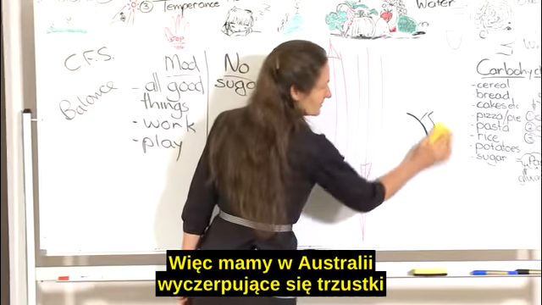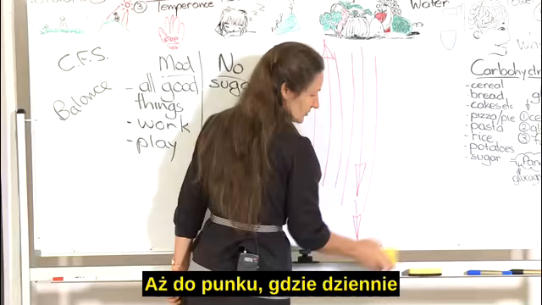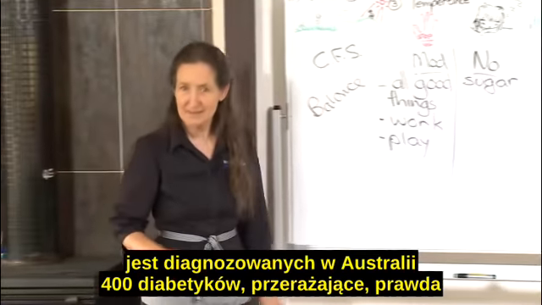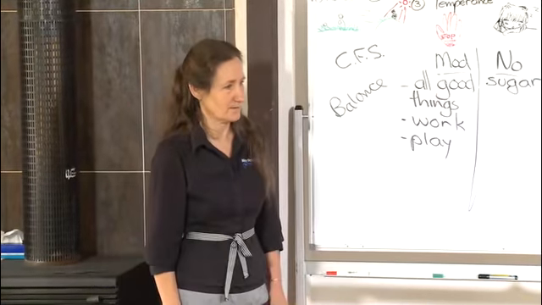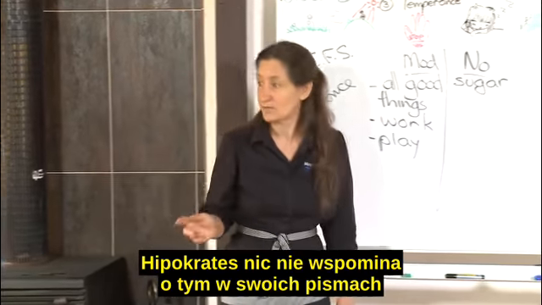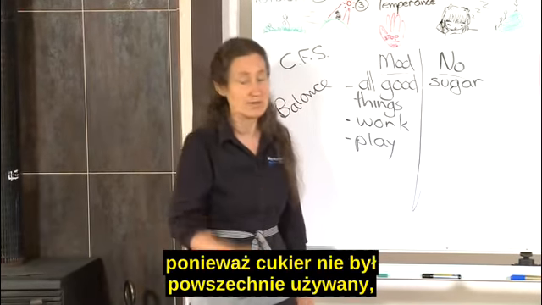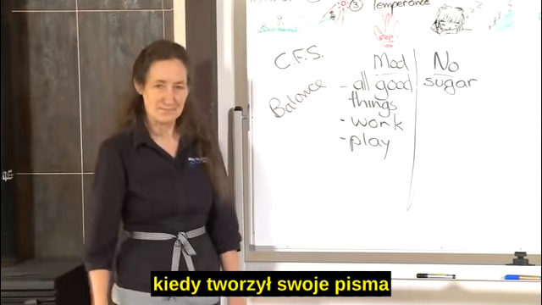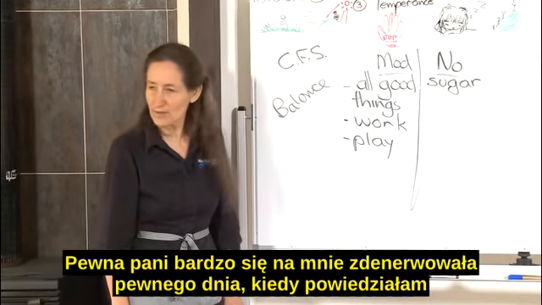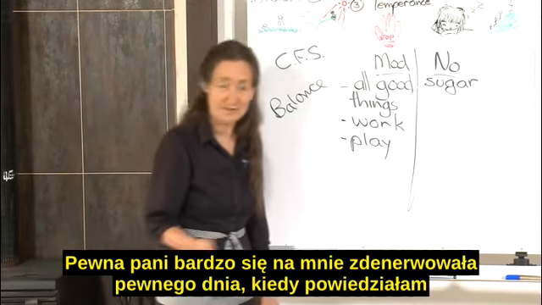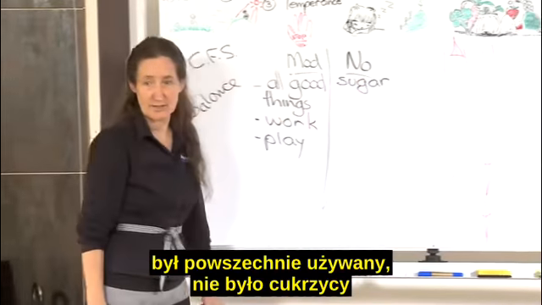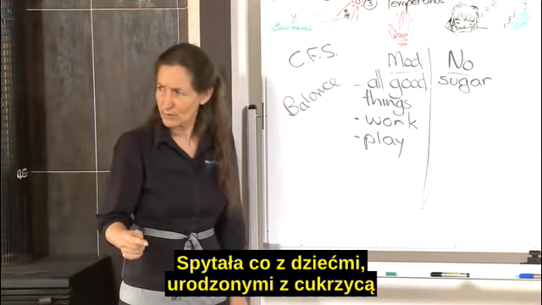So we've got pancreases wearing out in Australia to the point of 400 diabetics being diagnosed daily in Australia. That's scary, isn't it? That's epidemic proportions. Hippocrates has got no mention of it in his writings because sugar wasn't well established when he was doing his writings. Wow. A lady got quite upset with me one day when I said before sugar was well established there was no diabetes. She said, what about the children who were born with diabetes?